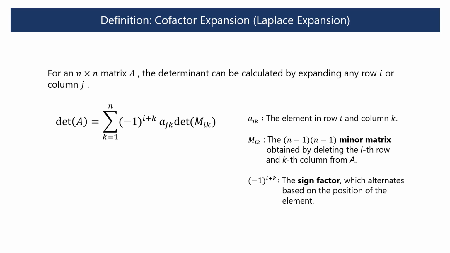Cofactor expansion, also known as Laplace expansion, is a systematic method to calculate the determinant of a square matrix by expanding along a chosen row or column. It reduces the calculation of the determinant of an n by n matrix into smaller determinants of n-1 by n-1 matrices. As the general formula, cofactor expansion can be expressed in this way. For an n by n matrix A, the determinant can be calculated by expanding along any row i or column j. This formula is complex, so in the following, let's see the concrete operation.